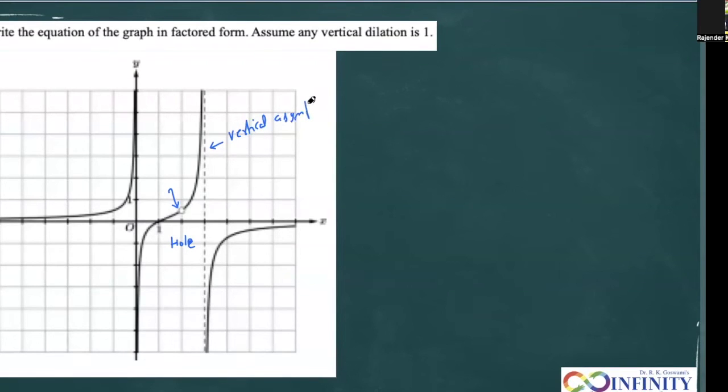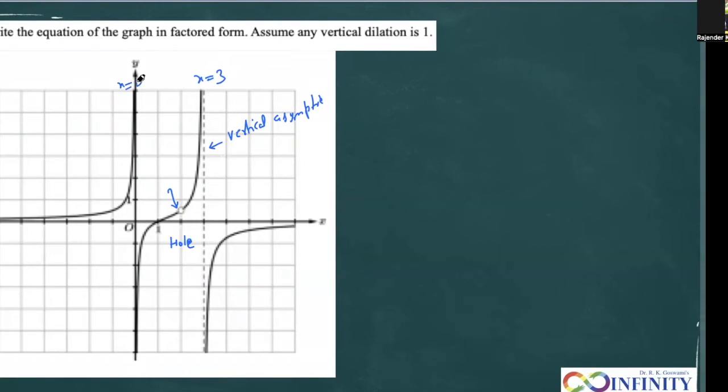Okay. So it is 1, 2, 3. I can tell you that x equals 3 is a vertical asymptote. Can you tell me any other vertical asymptote? x equals 0. Perfectly okay. The branch of the graph of the function goes along with the straight line up to infinity.